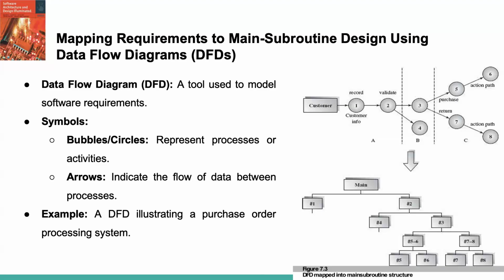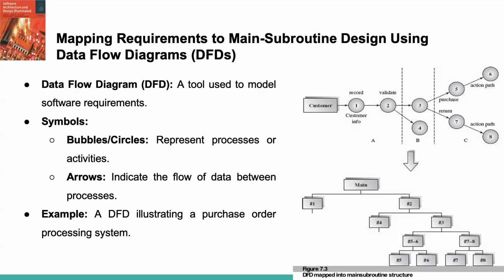In this example, we see a DFD illustrating a purchase order processing system. It starts with customer input, which flows through a series of validation and decision-making processes. Each process has a distinct purpose, and data flows between them to complete the transaction, whether it's a purchase or return. Below the DFD, we see how it's mapped into a main subroutine structure.